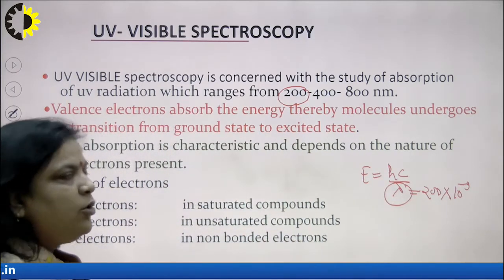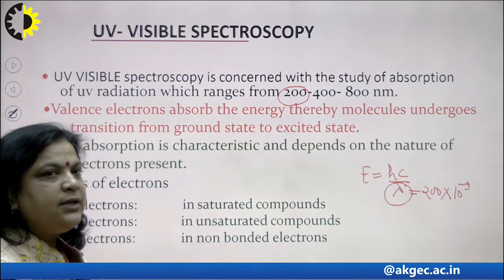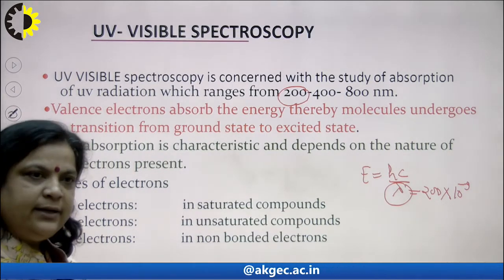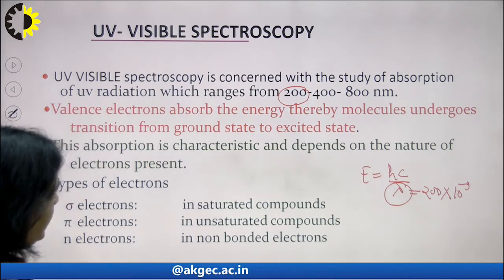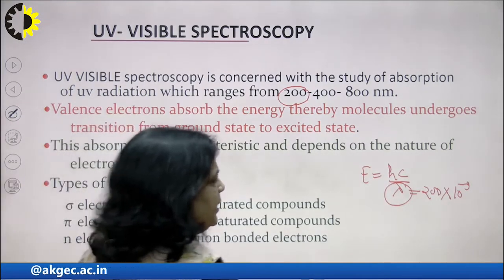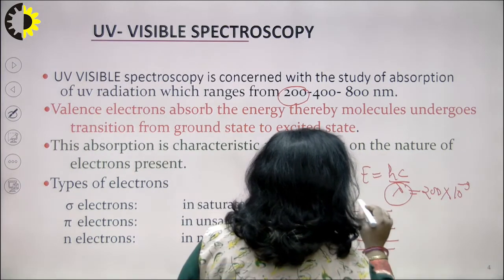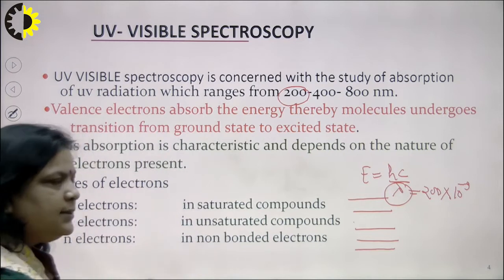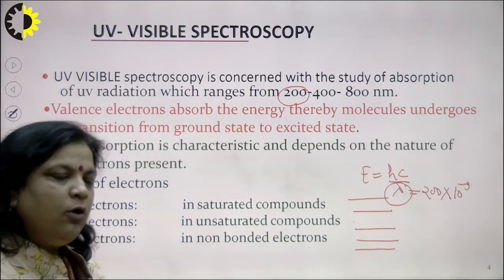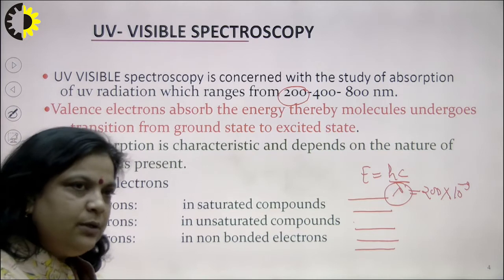Now, in this, valence electrons absorb the energy and thereby undergo the transition from ground state to excited state. So, the next point is what is the ground and excited state. To explain this, let us suppose these are the distribution of molecular orbitals, and basically what is the concept of this distribution?